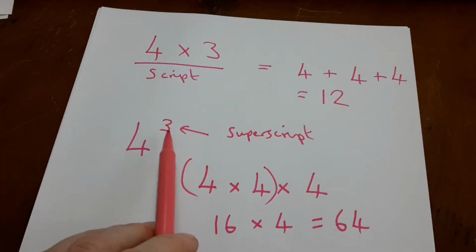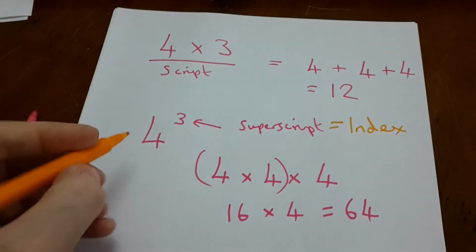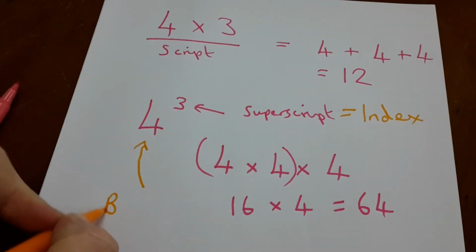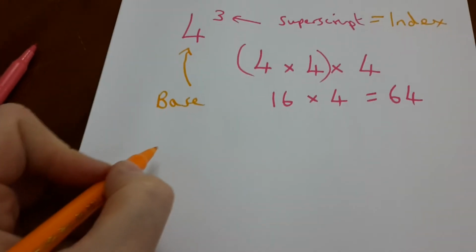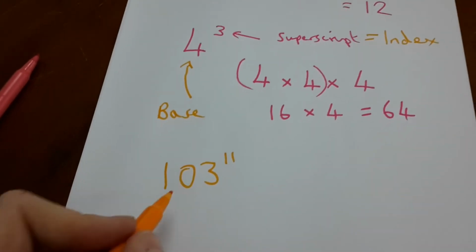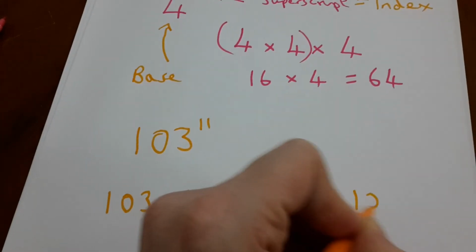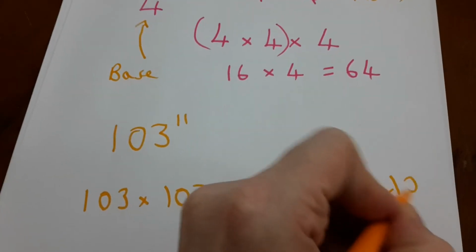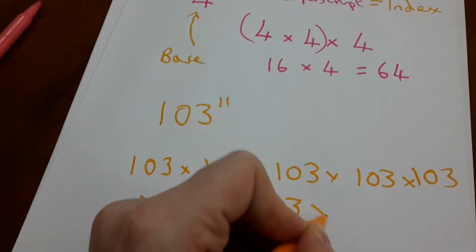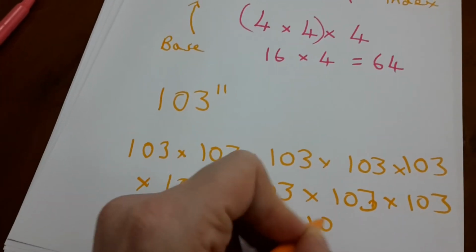Now, anytime you see a superscript number, the technical word for that is called an index. And the index tells you how many times you have to multiply the base number, which is the number it sits on, by itself. So here, say for instance I had a really mad number like 103 to the power of 11. That would mean that I have my base of 103 times itself 11 times. So I'd have to write it out like this. And because I'm timesing by 103 over and over and over again, it's going to be an absolutely massive number. 1, 2, 3, 4, 5, 6, 7 lots, 8 lots, 9 lots, 10 lots, 11 lots.